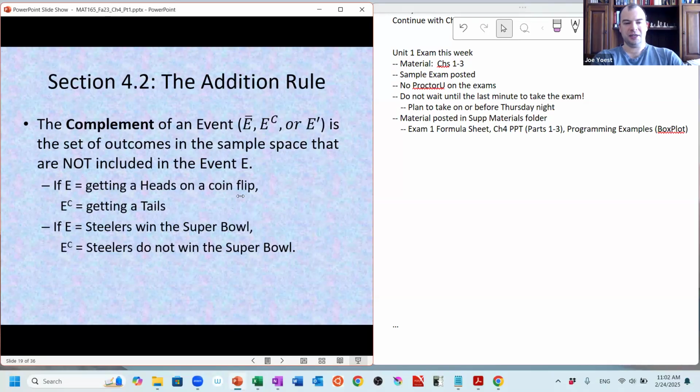In other words, if our event is getting a heads on a coin flip, the complementary event would be getting a tails. Or if the event is Steelers win the Super Bowl, I guess we're a little late for that now, the complementary event would be Steelers do not win the Super Bowl.